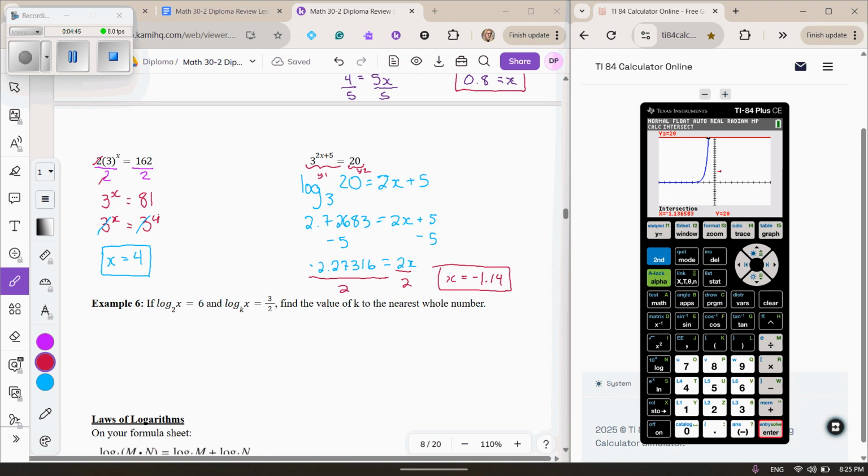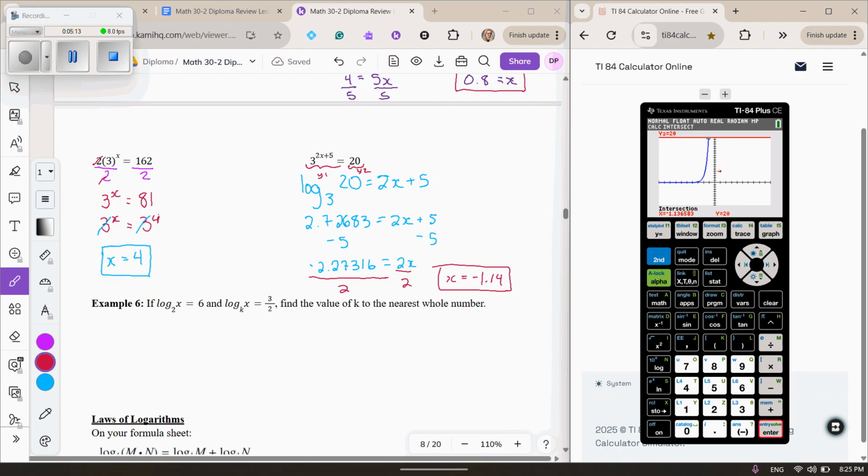All right, let's try example number 6. If log base 2 of x equals 6, and log base k of x equals 3 over 2, find the value of k. The first thing that I notice is I don't have enough information in that second logarithm to find k. I need to have all the other pieces in order to find k. So that means I'm going to start with the first logarithm.